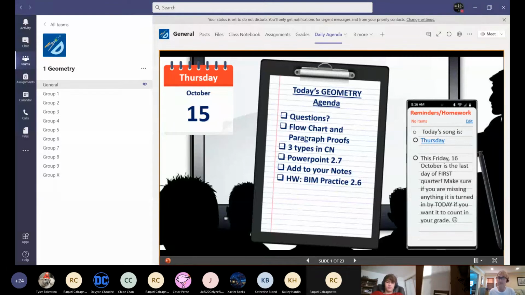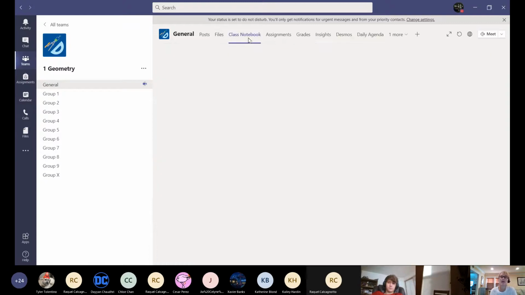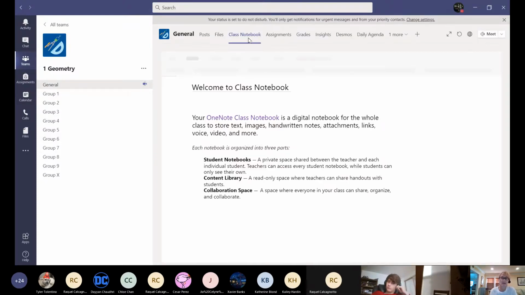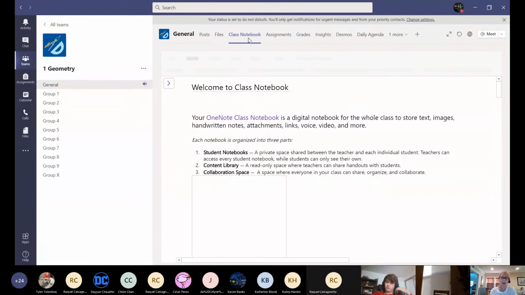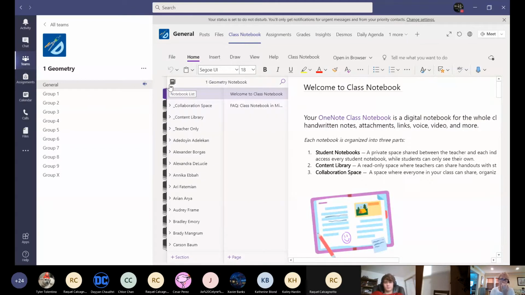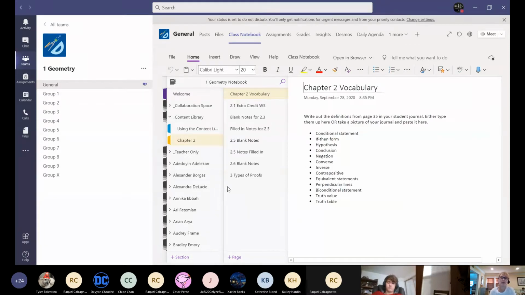There's two more types of proofs in 2.6. It's touched on briefly, and it's summarized in one page. And so that summary of the three types in the class notebook, I put right here. So it's under your class notebook. I did not put it in your individual notebook. It's under the content library. And so this is what the PowerPoint is about that I'm going to be showing you.